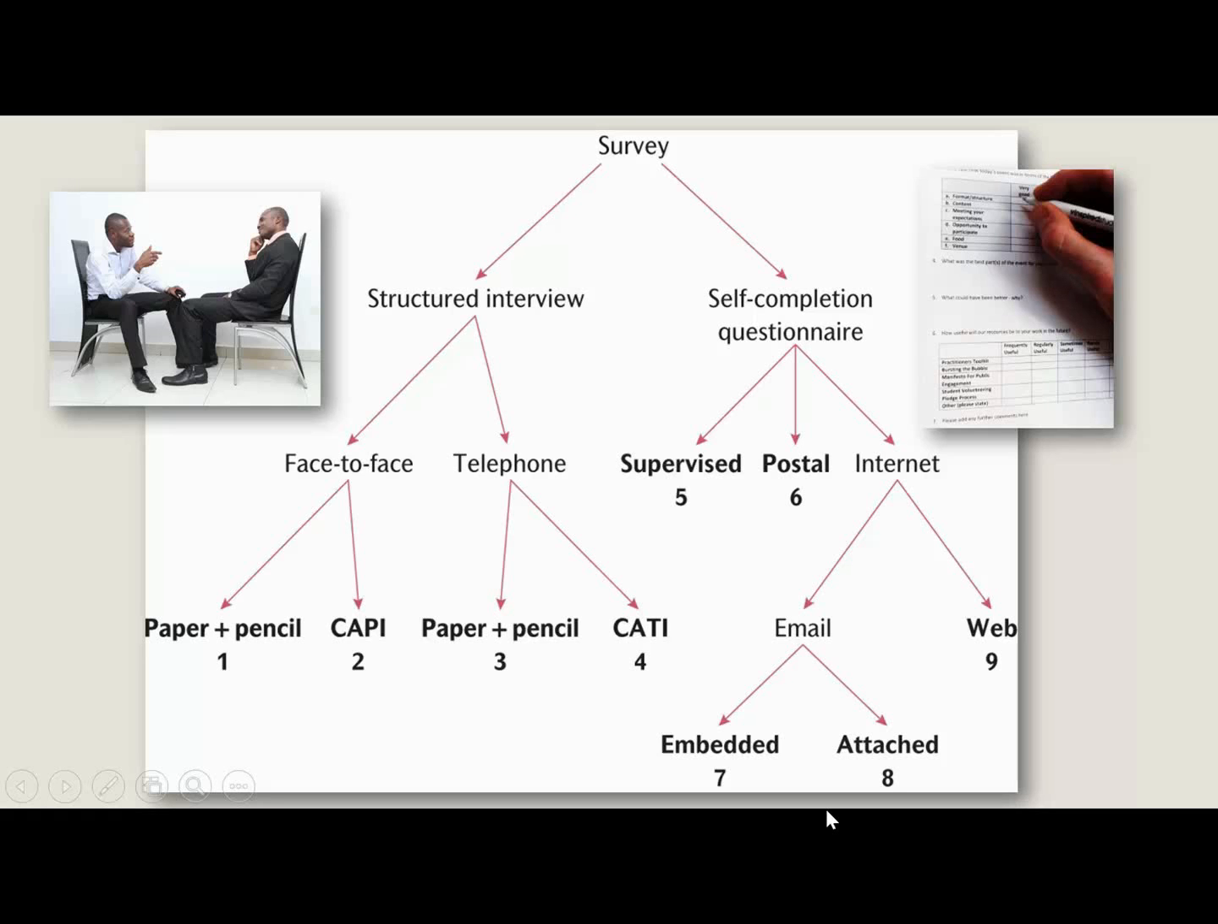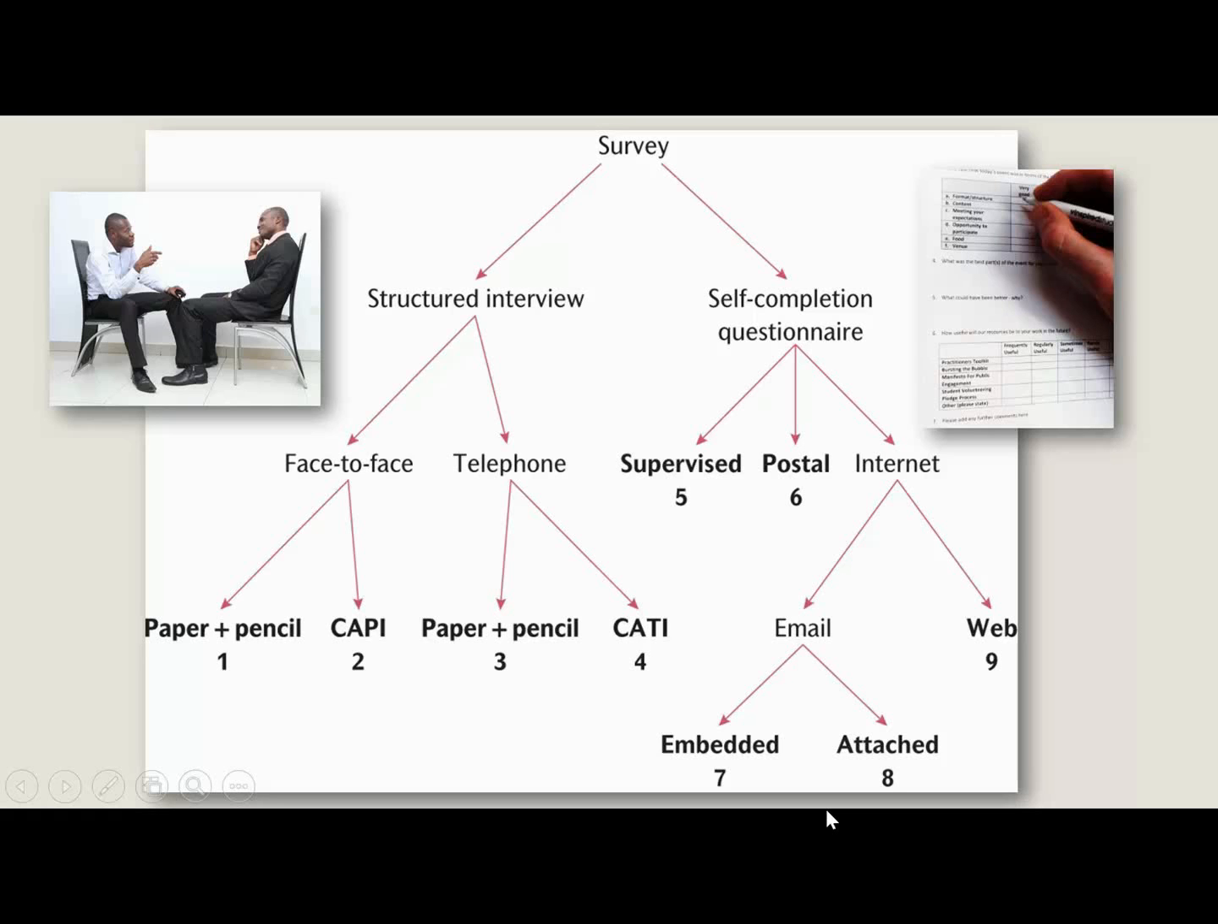And then in each case you can do it with computer-assisted methods, face-to-face, computer-assisted interviewing, personal interviewing, or CAPI, where there's software that you have these days on tablets. I don't know if any of you have been on the receiving end or maybe on the giving end of one of these surveys. And then self-completion questionnaires, supervised, that's sort of in between, that's why it's positioned there, in between the self-completion and the structured interview.